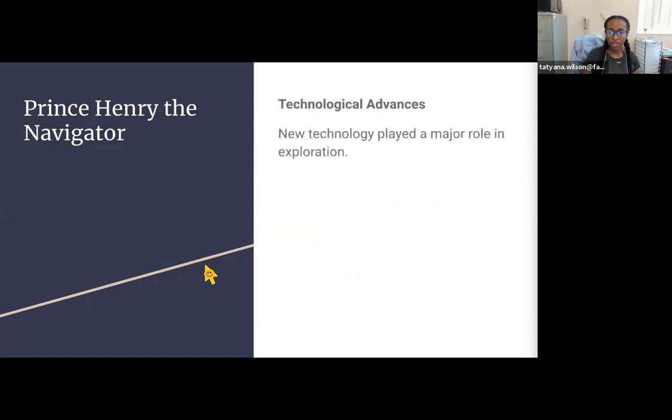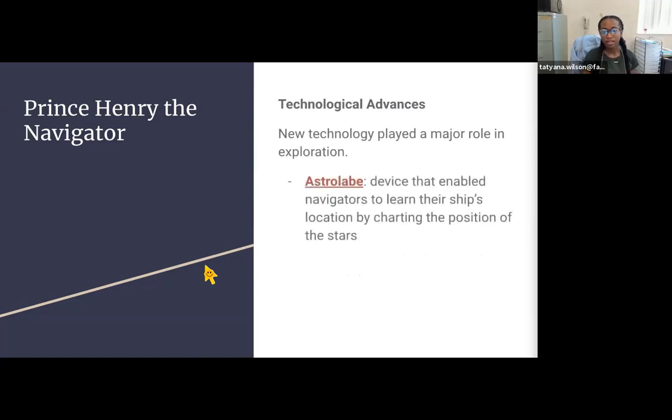There are a few technological advances that helped with all of this. So new technology is going to play a major role. One is going to be the astrolabe, which is a device that enabled navigators to learn their ship's location by charting the position of the stars. So like a compass, but for the stars, essentially.